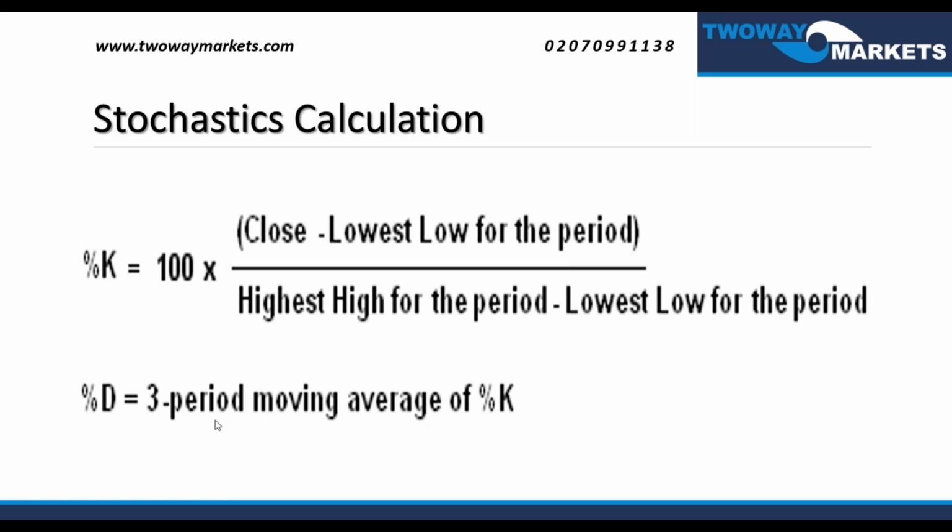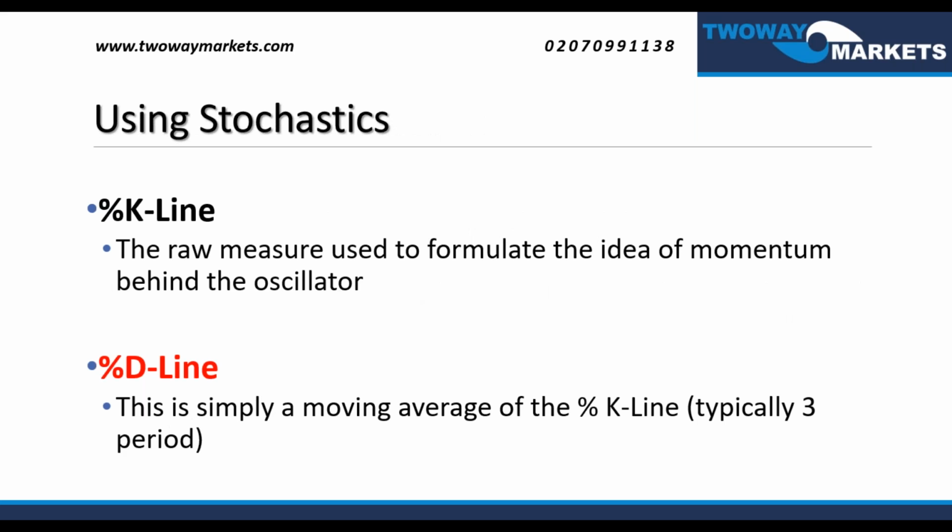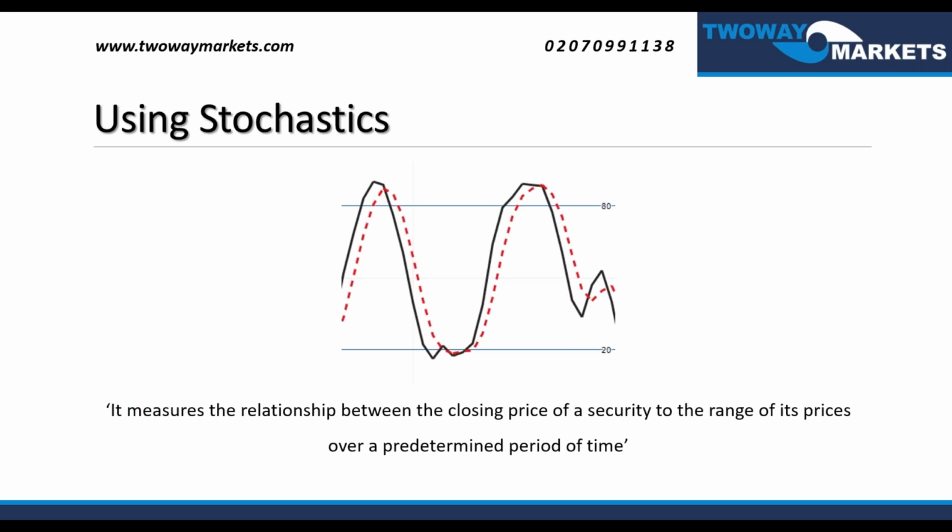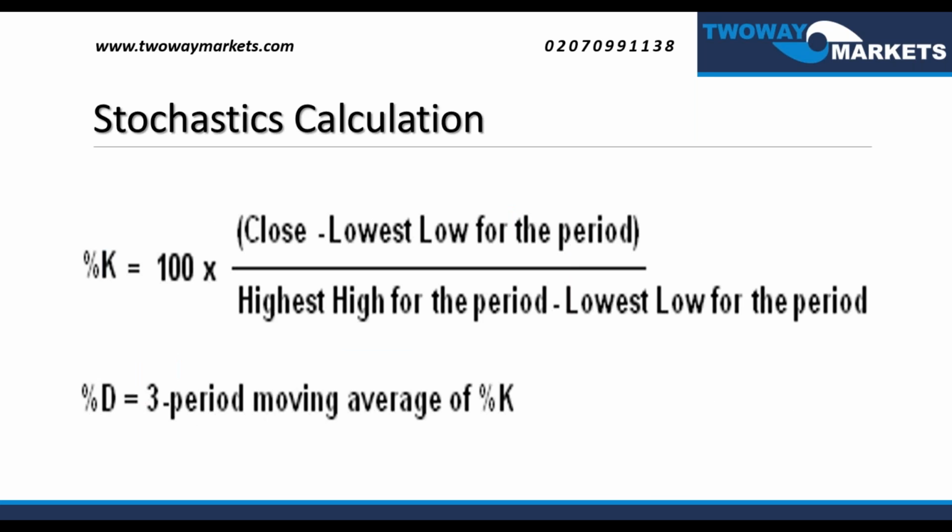And then, of course, you have that D line. Typically, of course, we know that to be red. In this instance, it's a red perforated line, that being the actual moving average. So again, don't worry, you don't need to actually calculate this manually, but just remember that it's simply giving you an indication of where the closing price is in relation to the actual range.